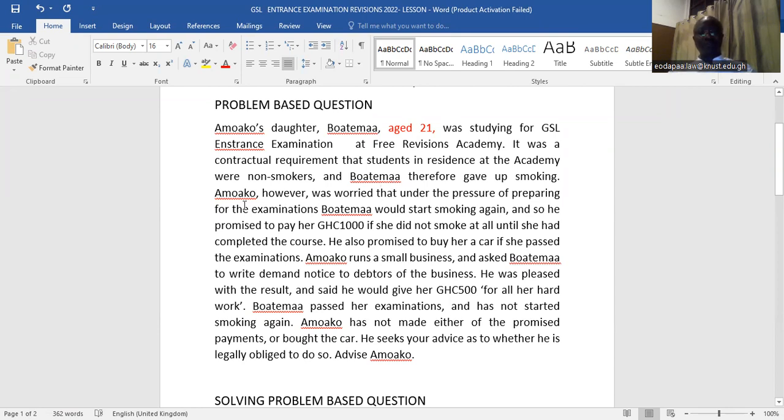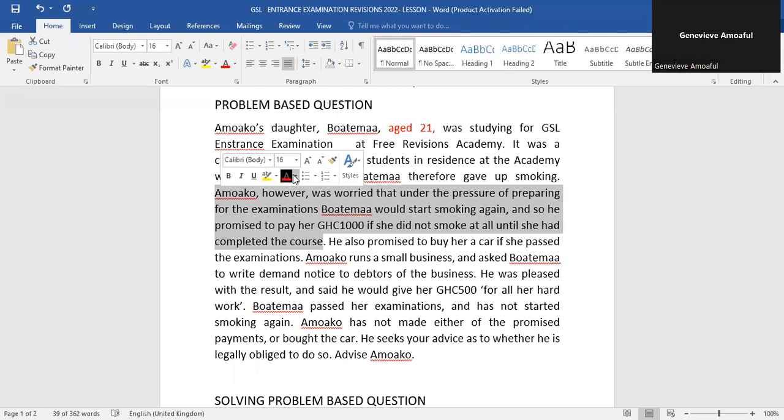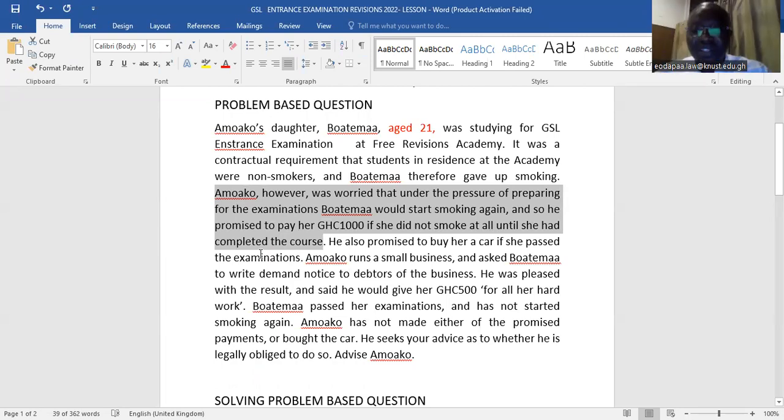Okay, then let's move on. Boatemaa therefore gave up the smoking. Amoako, however, was worried that under the pressure of preparing for the examination, Boatemaa will start smoking again. And so he promised to pay her 1,000 Ghana cedis if she did not smoke at all until she had completed the course. So do we have any issue from here? Yes, Doc. What issue is that? Whether or not Amoako's promise to pay 1,000 Ghana cedis constituted a valid contract. Okay, whether that is considered a valid contract.